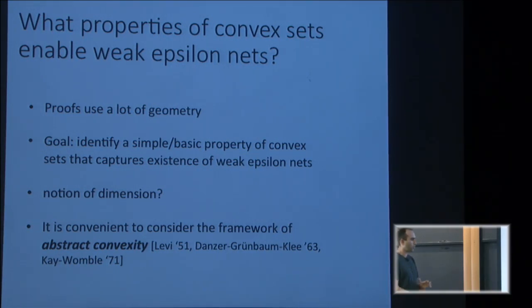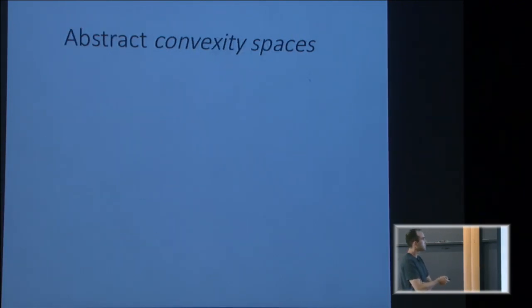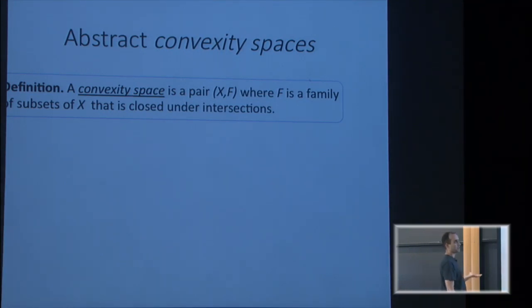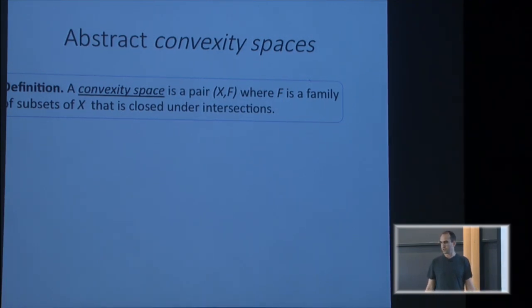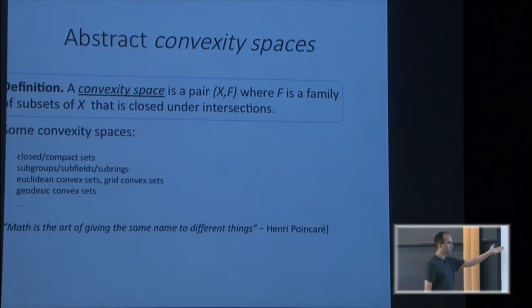So we want to extend this to simplify the proof, and as a result, also to extend this theorem to more general set systems. What do we mean by abstract convexity? A convexity space is a pair (X, F), where F is a family of subsets that is closed under arbitrary intersections. This is a very natural thing. We see it in many places in mathematics: in topology, closed sets or compact sets, and in any reasonable algebraic structure, subgroups, subfields, etc.